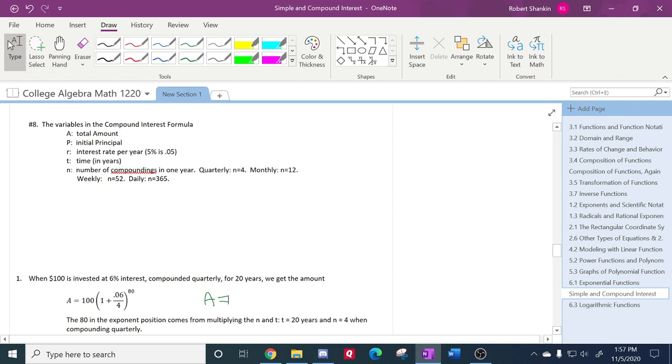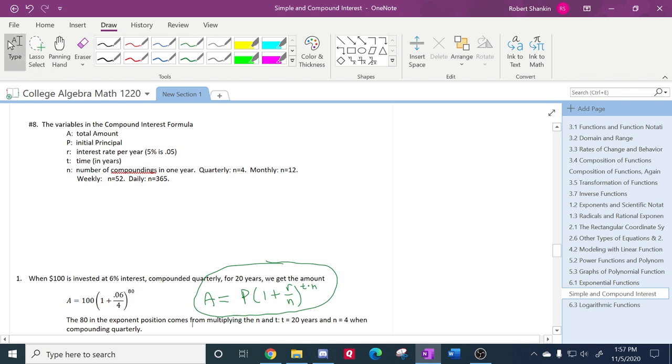Okay, group 2. What do you have? Is it A equals P times (1 plus R over N) to the power of T times N? A little dot for times. T times N. That is exactly it. That is called the compound interest formula.